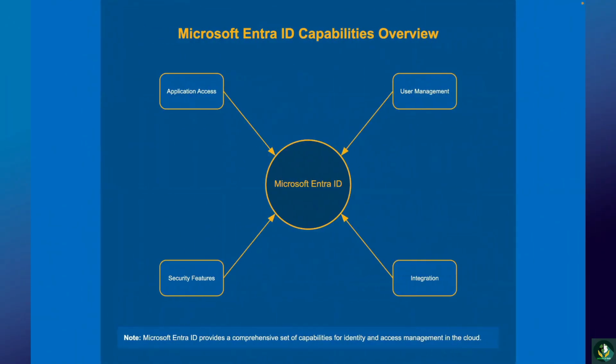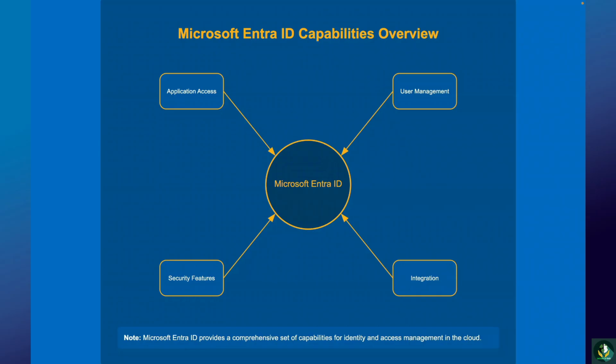Now, some words about capabilities of Entra ID, and let's take a look at a brief overview of these capabilities. We've covered some of them in the previous lesson. So, as you remember, Entra ID is a comprehensive suite of identity and access management features. And we can group the capabilities of Entra ID into four main areas. The first one is application access.